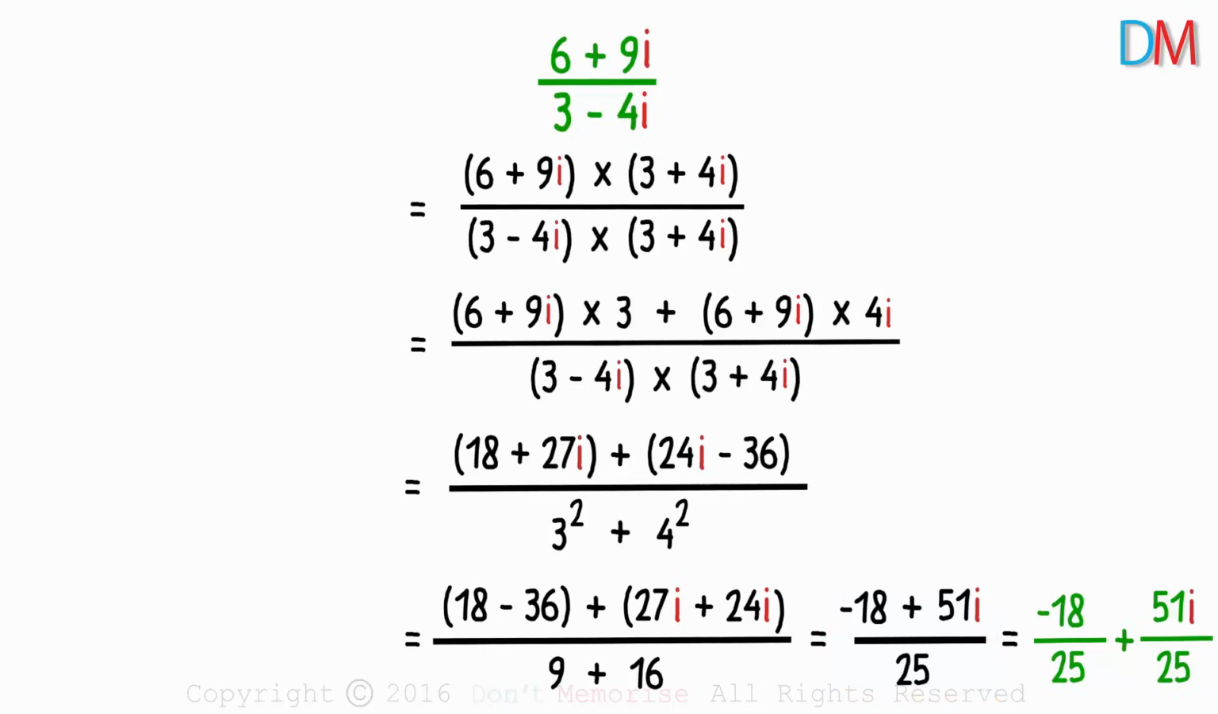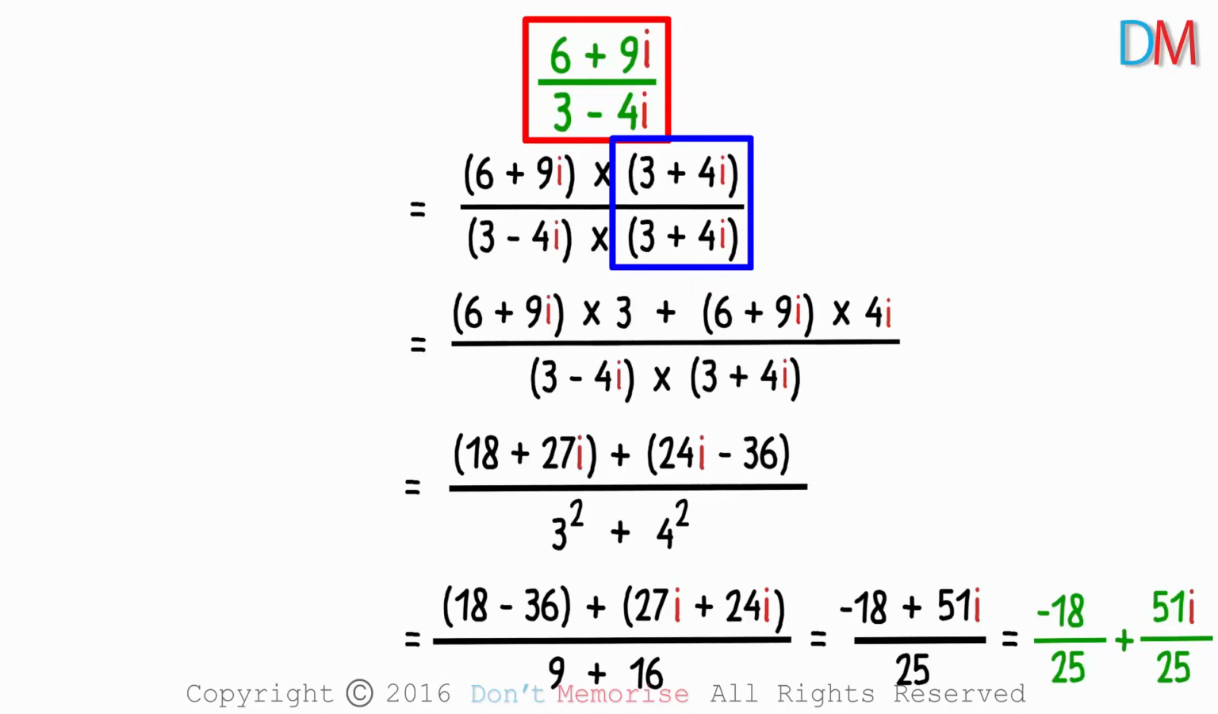Let's review what we did very quickly. When we divide a complex number by another complex number, we multiply the numerator and the denominator with the complex conjugate of the denominator. That will help us eliminate i in the denominator. In the next video, we will solve another example based on division.